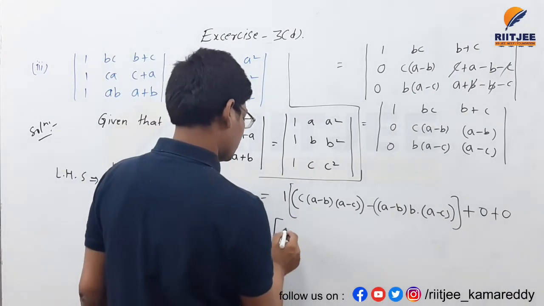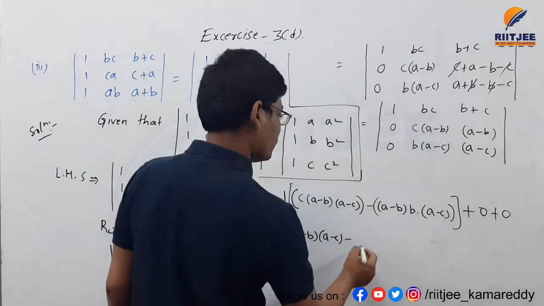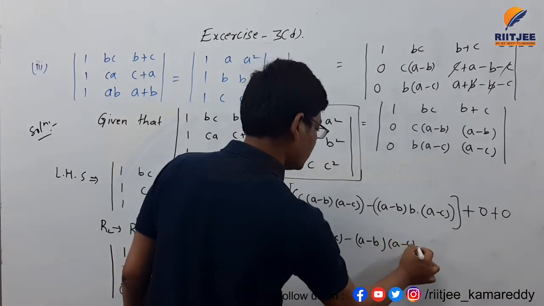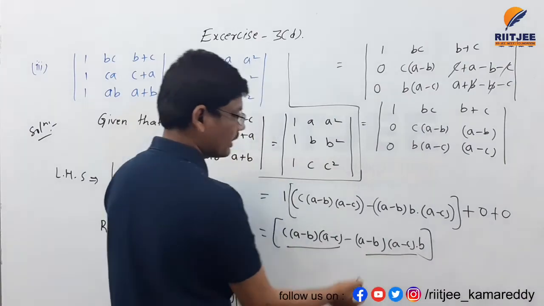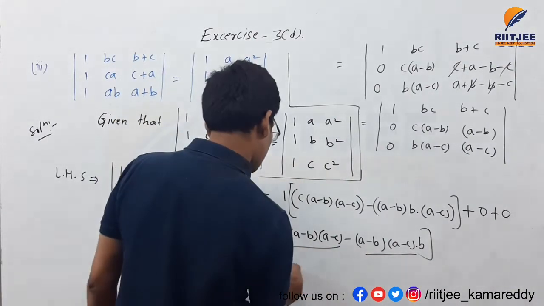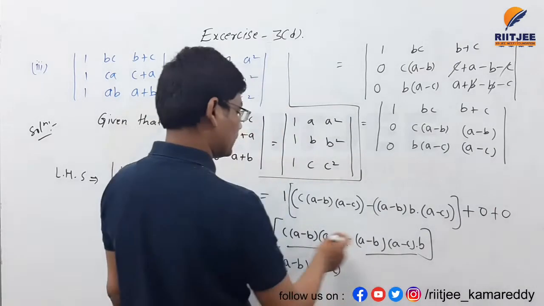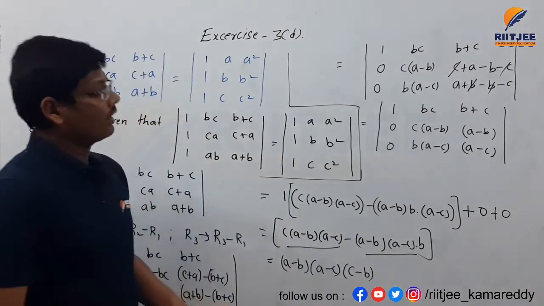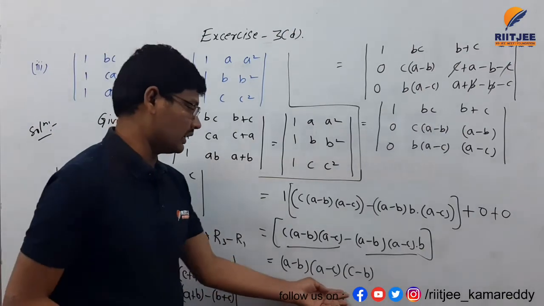So the final expression is 1 into, no need of writing 1 here, so 1 into anything, that thing only, and C into A minus B and A minus C, and minus of A minus B into A minus C into B. So here two terms are there, this is one term and this is one term. I am taking A minus B, A minus C common from both the terms. What is the remaining term here? C minus B.